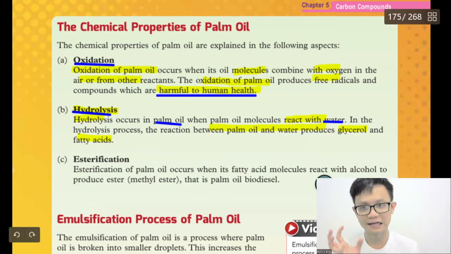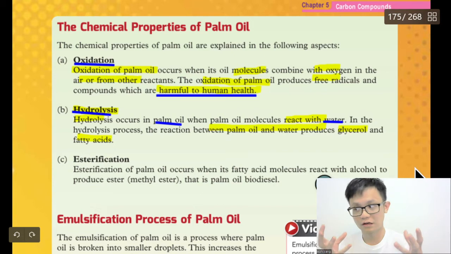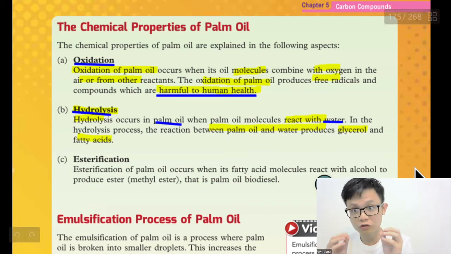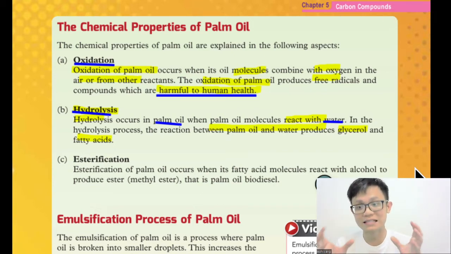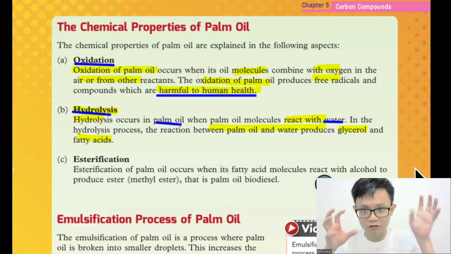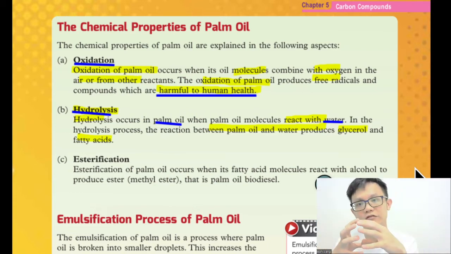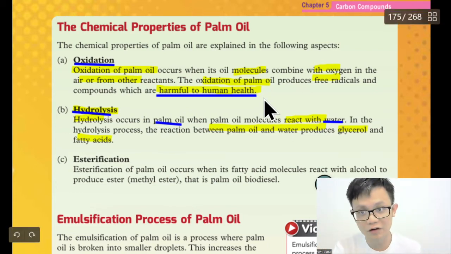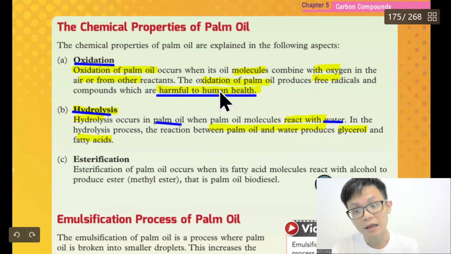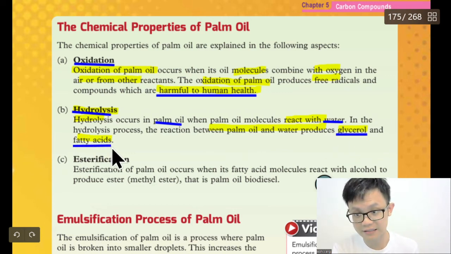But we are not going to go too deep into hydrolysis, it's basically about palm oil. You want to use the water, add into it. And because you know that water is actually H2O, you have hydrogen. And after that, it will become glycerol and fatty acid.